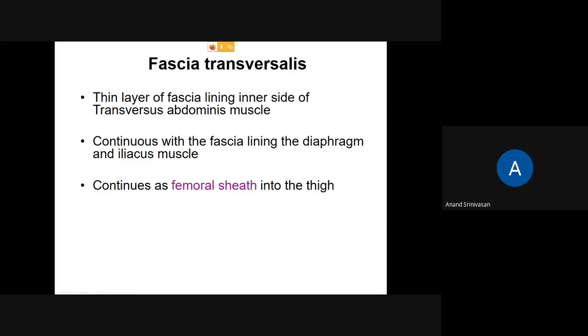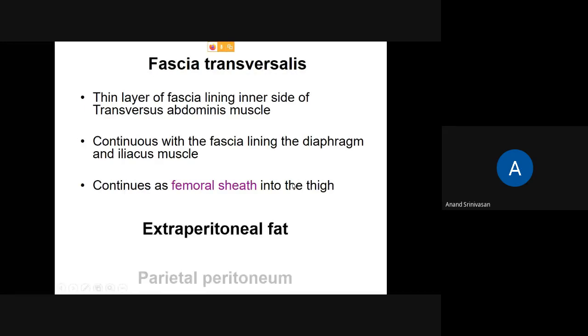Now, the fascia transversalis. This is present deep to the transverse abdominis muscle, and it is continuous with the fascia of the diaphragm and the iliac muscle. It is also continuous with the femoral sheath. Then deep to it will be the peritoneal fat, that is the omentum, and the parietal peritoneum.